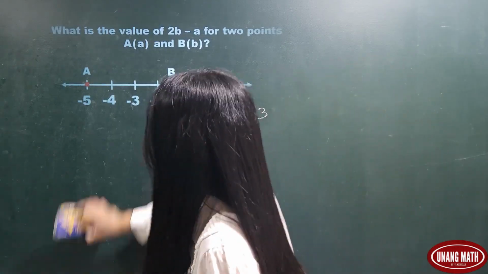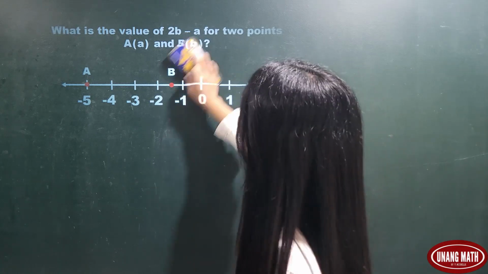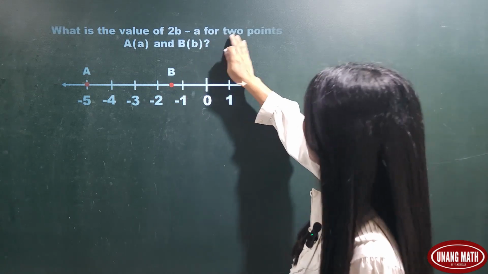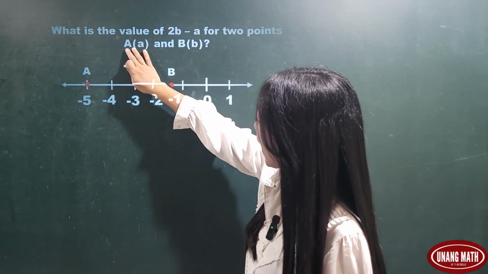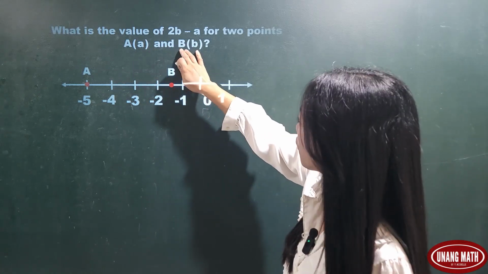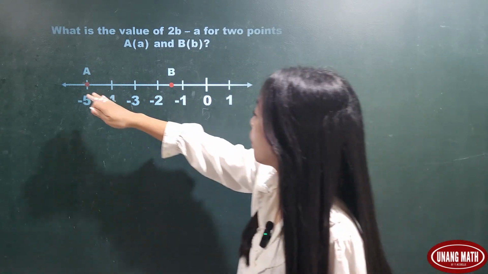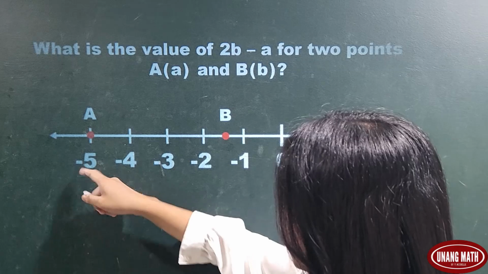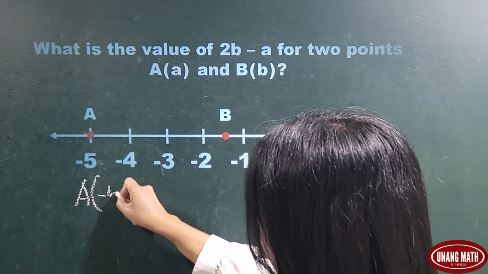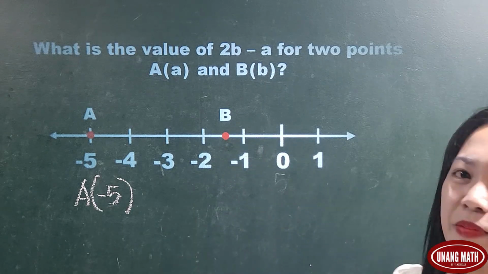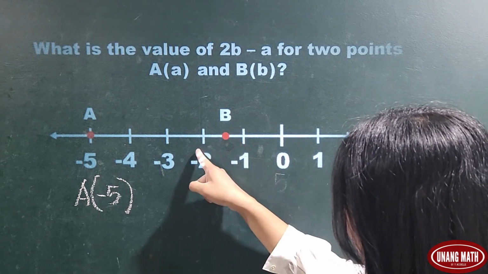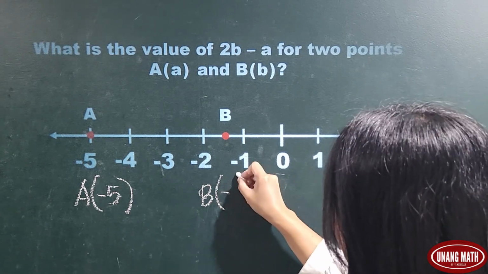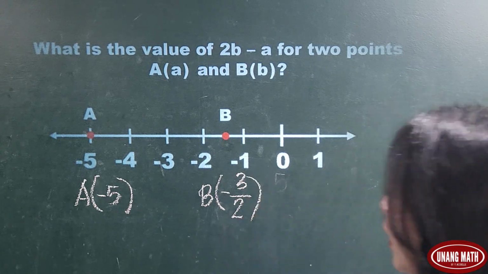Okay, this time, let's answer this simple problem. What is the value of 2b minus a for 2 points? Coordinate of A is a and coordinate of B is b. Okay, if we are going to take a look at this number line, the coordinate of A is negative 5. So a is negative 5. Okay, what about b? Since this is between negative 1 and negative 2, the coordinate of B is negative 3 over 2.